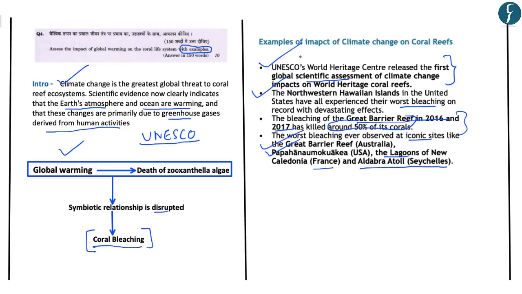Further, this report of UNESCO predicted that all of its 29 coral-containing World Heritage sites would cease to exist as functioning coral reef ecosystems because of global warming if the global warming continues at the same rate. So along with the impact of global warming on coral life systems, we have seen that some of the prominent examples of this impact are visible in this report of UNESCO.